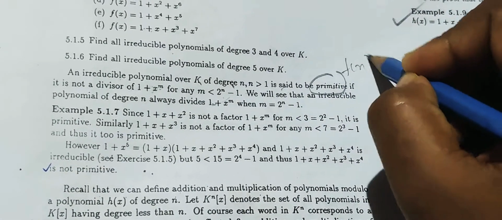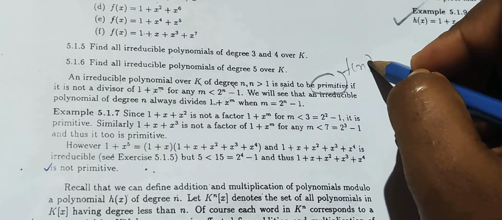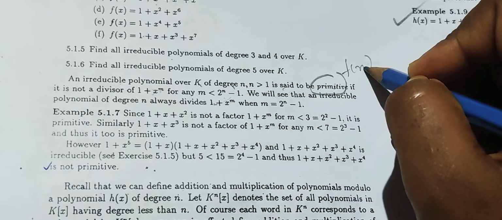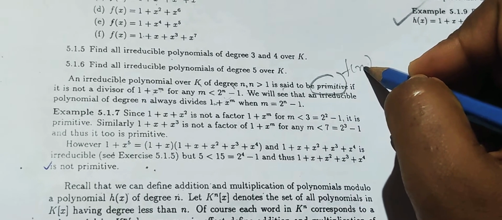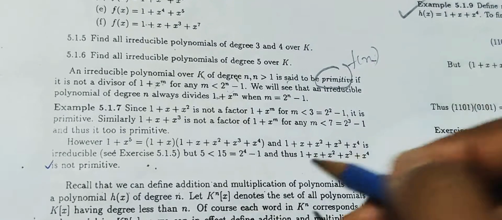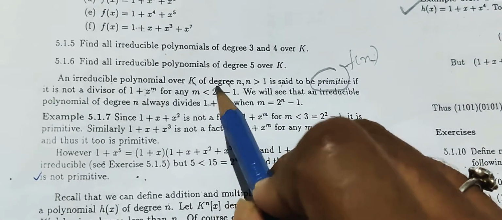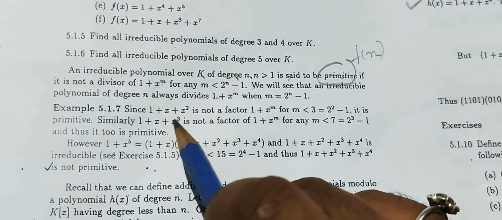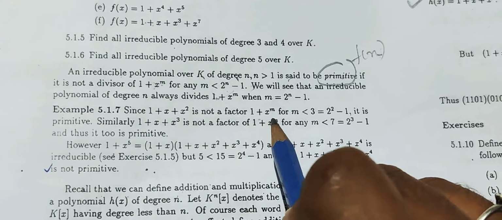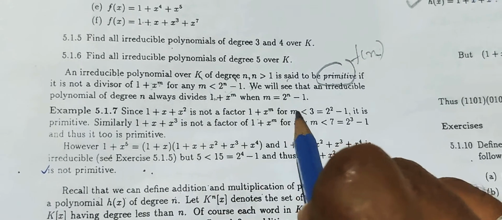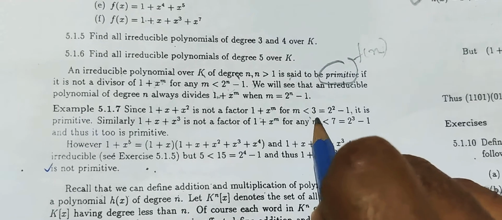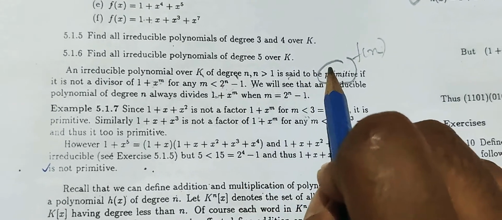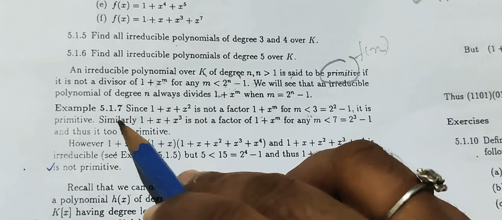So, suppose f of x is given. Is it primitive? If f of x is a divisor of 1 plus x raised to m, then f of x is not primitive. Otherwise, it is primitive. So m must be less than 2 raised to n minus 1. Here 1 plus x square is not a factor of 1 plus x raised to m, where m is less than 3, and 3 is equal to 2 square minus 1. So f of x is primitive. Clear?